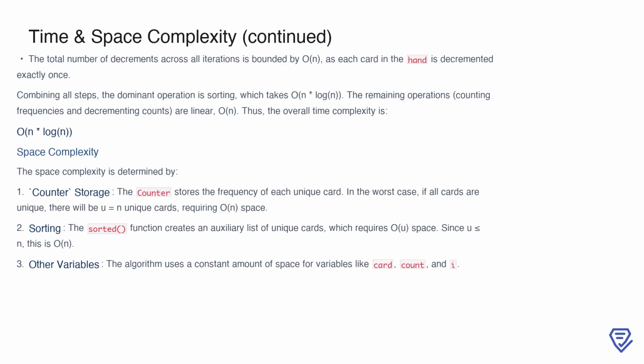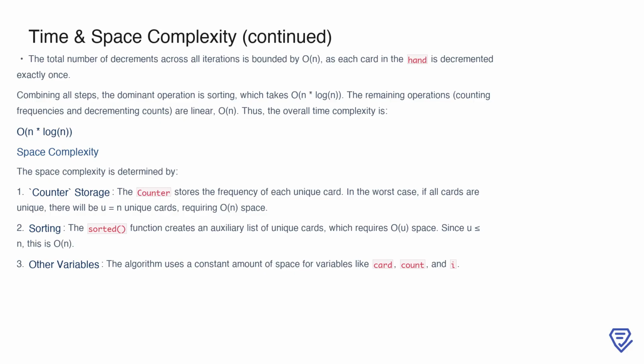Now, let's consider the total cost of decrementing card counts across all iterations. Each card in the hand array is decremented exactly once throughout the algorithm, so the total number of decrements is bounded by n. When we combine all the steps, the sorting operation, which takes O(n log n), becomes the dominant factor in the overall time complexity. The remaining operations, including counting frequencies and decrementing counts, are linear, contributing O(n). Therefore, the overall time complexity of the solution is O(n log n).